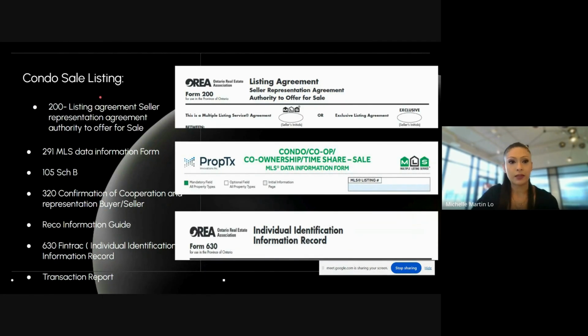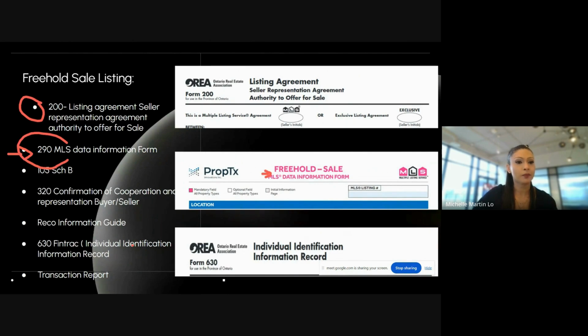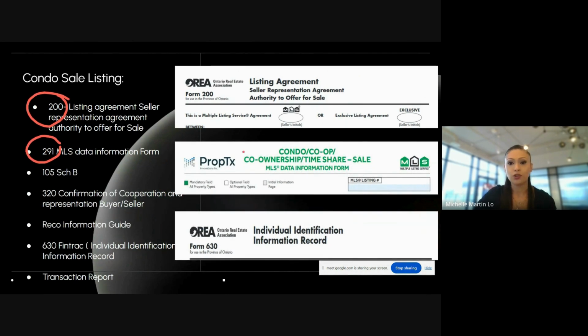Condo sale listing, same thing. Form 200 is going to follow you at the same time. Same thing as your freehold. This is going to be your condo as well. The only thing that's going to be different is your data information, which is Form 291. The first one was 290. This one is 291, which specifies this is condo. Sorry, my arrows are pretty wonky. Schedule B, which is Form 105. Same thing, 320, which is your confirmation of cooperation, your RICO information guide, your FINTRAC is something that needs to happen as well. And then your transaction report.